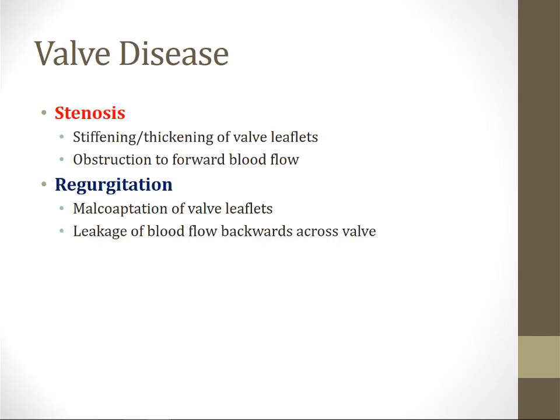Cardiac valves can develop either stenosis or regurgitation. Stenosis is when there is stiffening or thickening of the valve leaflets, and this leads to an obstruction of forward blood flow across the valve. In regurgitation, there is malcoaptation of the valve leaflets, and what I mean by this is that valve leaflets are supposed to come together and seal to prevent the backward flow of blood. If they do not come together normally, that's called malcoaptation, and that leads to leakage of blood flow backwards across the valve.